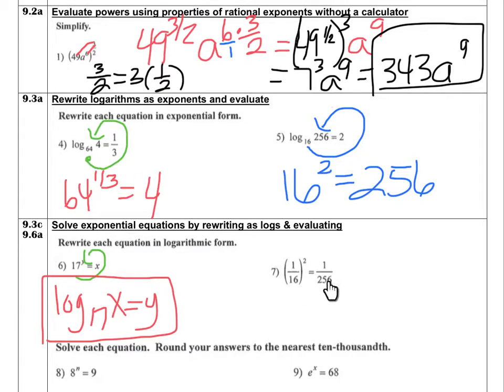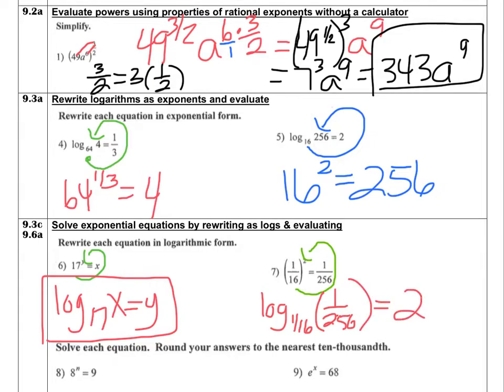The next one here works the same way. When you look at the exponent, its base is 1/16. Therefore, we're going to start with the base, so it'll be log base 1/16 of this value equals 2. So if we write that, it would say log base 1/16, so make that small, of 1 over 256 equals the value of 2. If we were to take 1/16 and square it, we would actually get this value. This is what it looks like written as a logarithm.